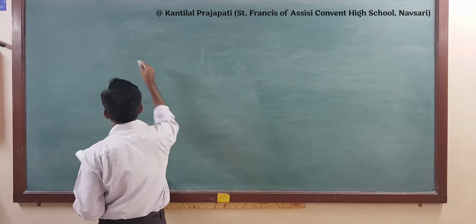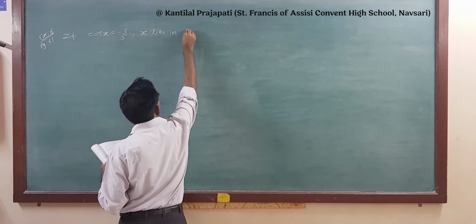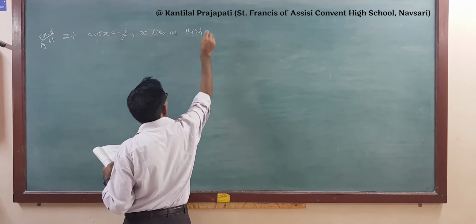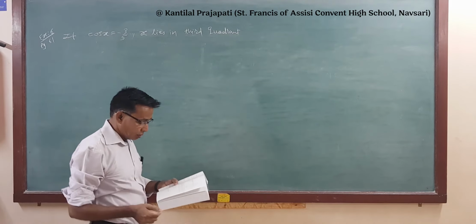Example 6, page 61. If cos x is equal to minus 3 by 5, and x lies in the third quadrant, now find the value of other trigonometric functions.